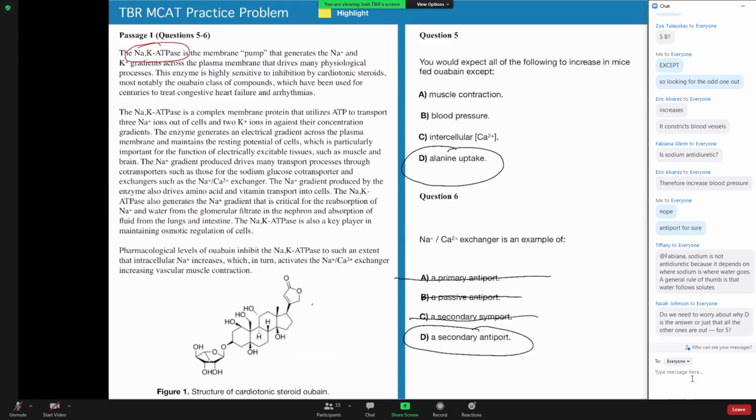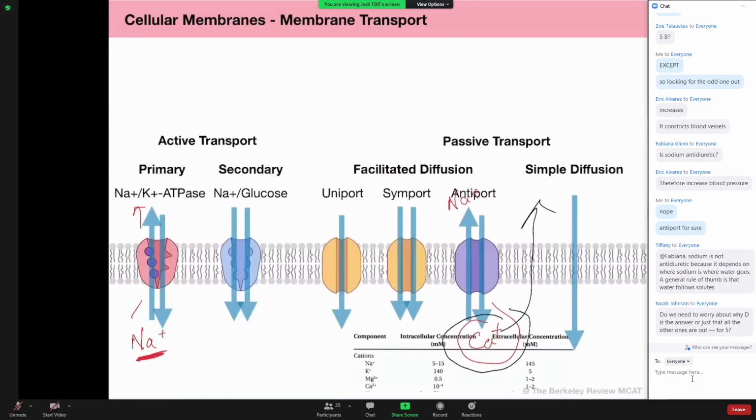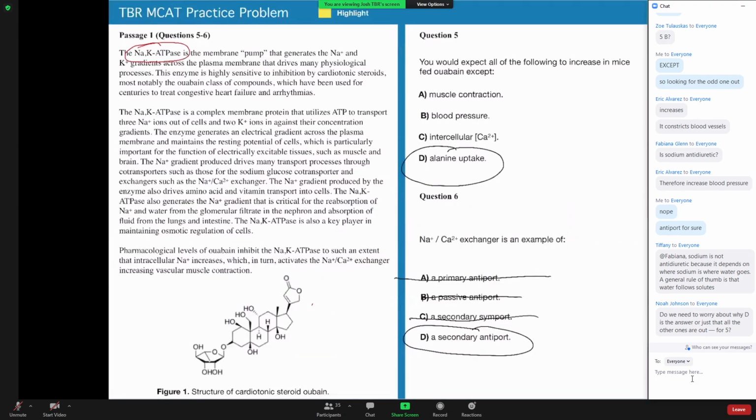Yes. So someone says in the passage, it mentions that the transport is driven by the sodium gradient. Exactly. So it creates a sodium gradient, so it couples the sodium, Na here, with calcium coming in. Which would mean that it's going against its gradient, which means that it's going to have to do the reverse, aka pump it out. So that's what makes it a secondary versus a passive antiport.